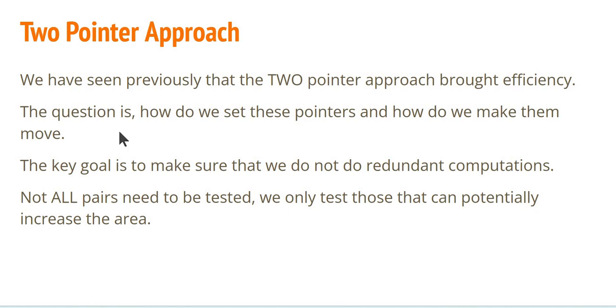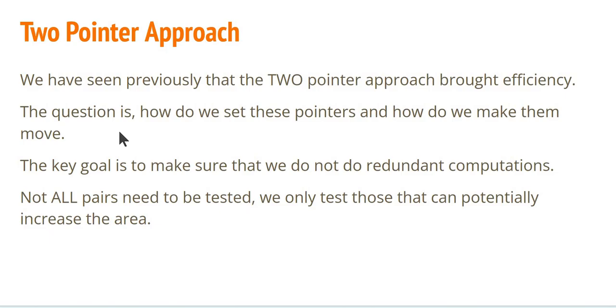We have seen previously that the two-pointer approach brought efficiency, for example, to the pair sum problem. The question now is how do we apply that idea to, let's say, the carpet area problem? How do we set these pointers? How do we make them move? Because remember, for the two-pointer technique, we need a very clear rule to make the pointers move.